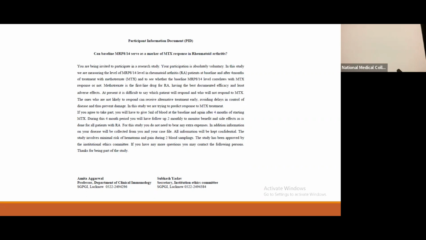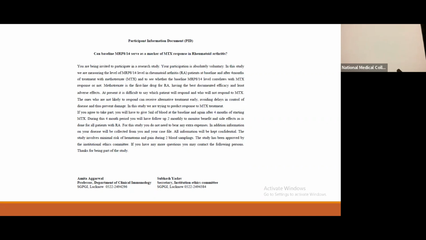Anybody else? Do you think patient understand what is a hematoma? It's a scientific word. We should have written that you may have a bruise. Hematoma is not a word which anybody understands.